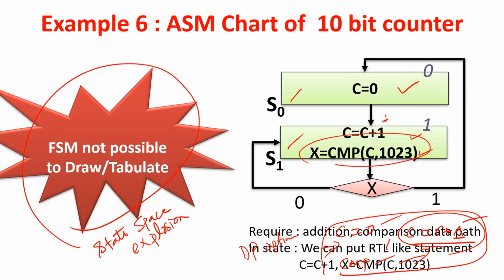Because of that, we can put RTL like statements. So, these are the RTL like statements. C is equal to C plus 1. C is equal to 0, compare C to 1023. This is because of RTL like statements.